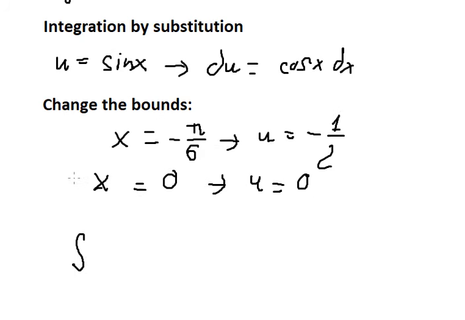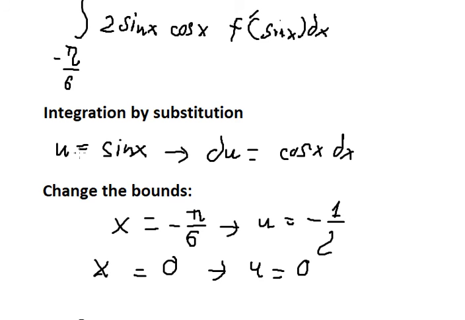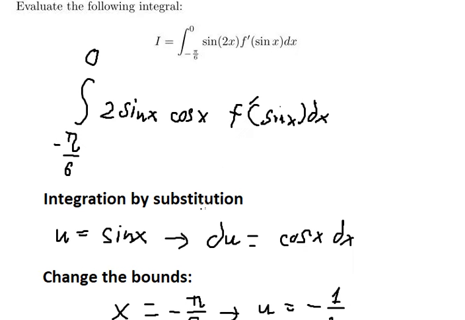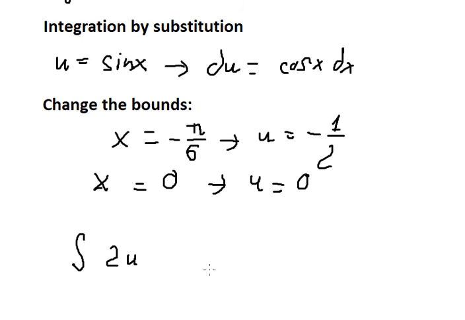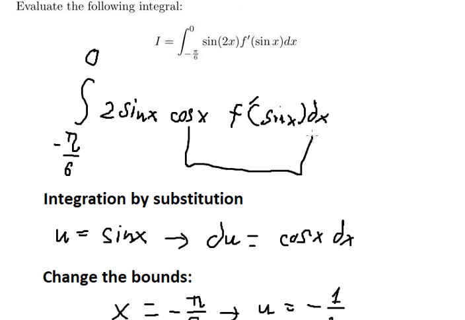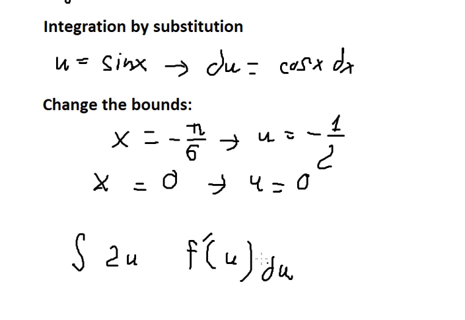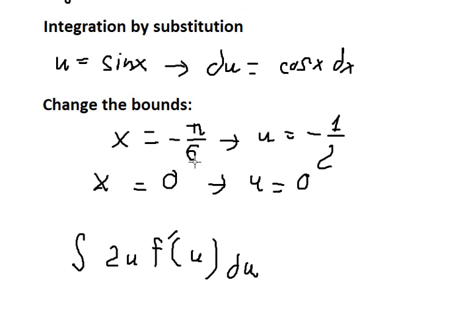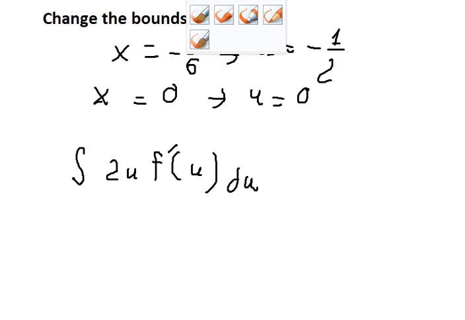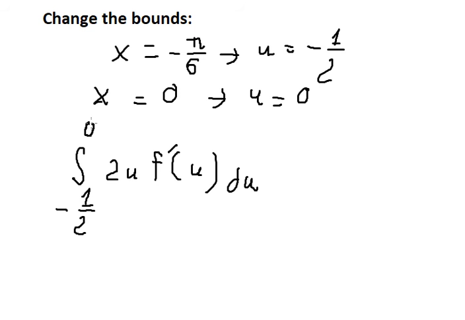And now sine x, we change by u. This one we change by u. Cosine x with dx, that's it from here, we change by du. Now let's go to the bounds. Negative pi over 6, that's it from here, we need to change into negative 1 over 2. Number 0 we keep the same.